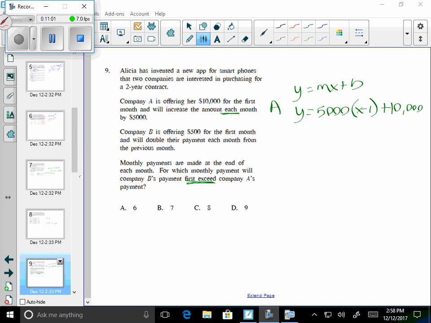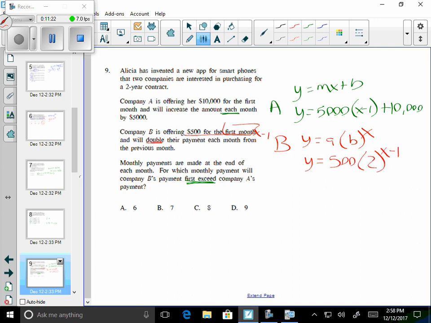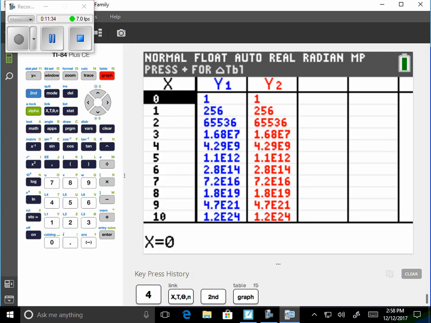Company B is $500 in the first month, so we still have that x minus 1 piece, and they're going to double. Whenever you are doubling something, that is an exponential function. So y equals a times b to the x. Well, what's our starting value? 500. Every month it is doubling. And then since same deal, it's not doubling until starting at month number 2, it's going to be 2 to the x minus 1. So now we want to head to our calculators.